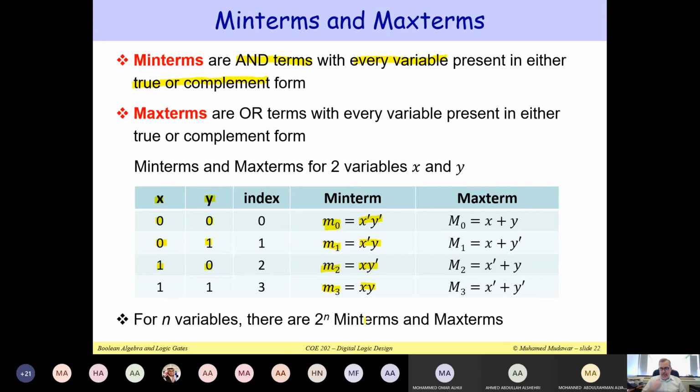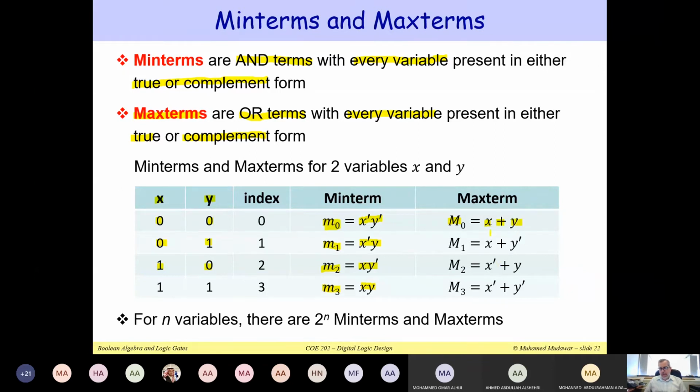Now, on the other hand, the max term, which is shown as a capital M, means max term, it's an OR term. So the definition of a max term is an OR term. Every variable must be present, okay? Again, either in true or complement form. But notice that for the max term, if the value of the variable is equal to 0, we write it x. If the value of the variable is 1, we write it x prime. So the max term is simply the complement of the minterm. So the minterm here is x prime y prime, whereas the max term is x or y.